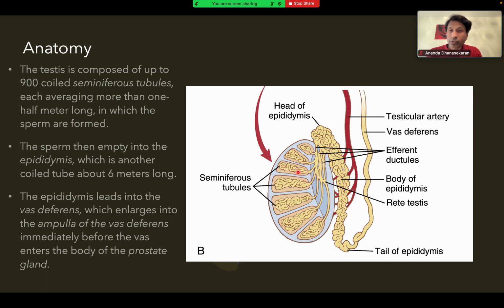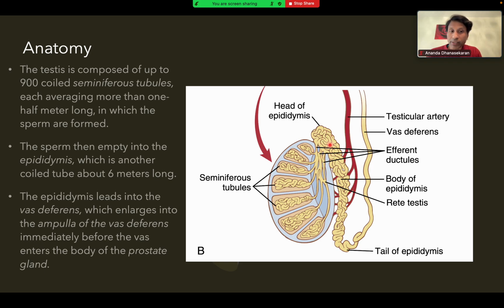Each seminiferous tubule is 1.5 meters long. These are all the places where the sperms are formed. I'm going to discuss the cross section of the seminiferous tubules so that you will understand this much better in the next few slides. Once these seminiferous tubules form the sperms, they empty by their individual seminiferous ducts into the epididymis. Epididymis is the structure present behind the testes, and the epididymis is approximately 6 meters long if you uncoil it.